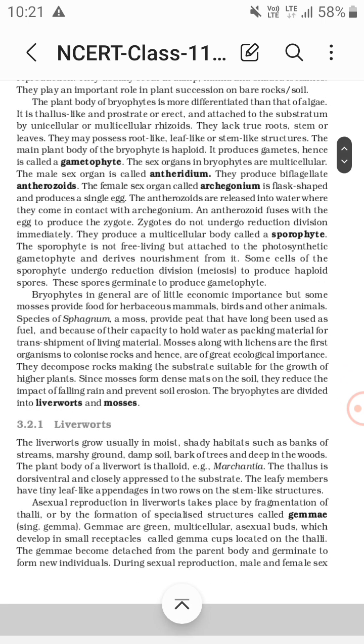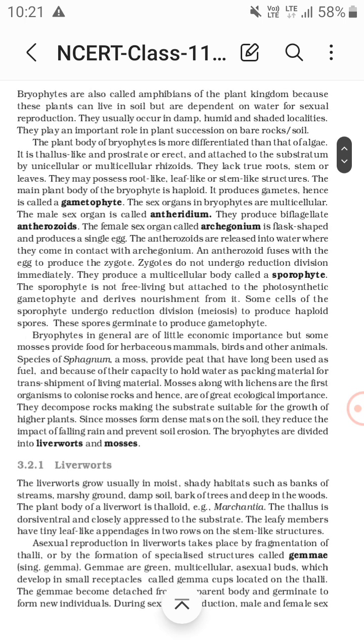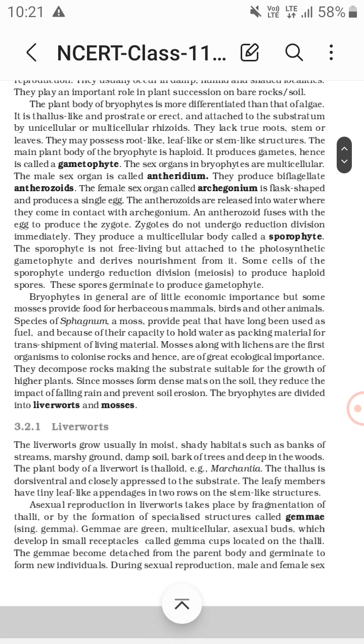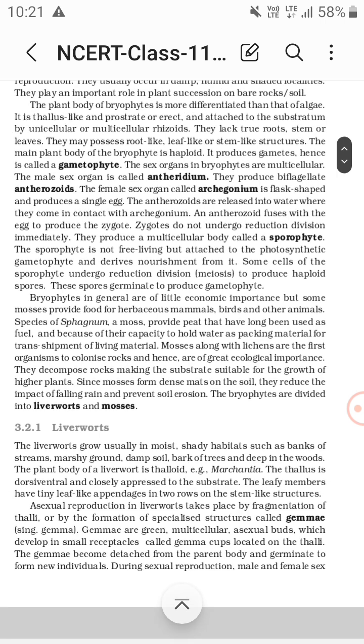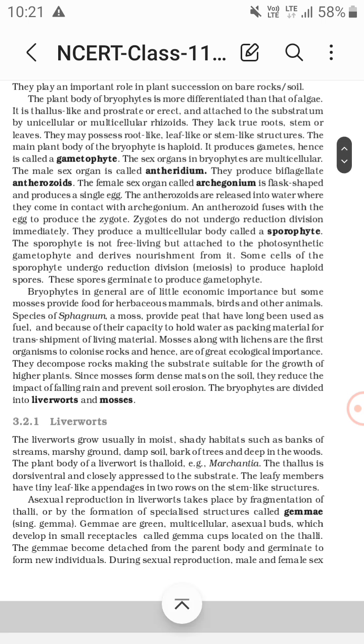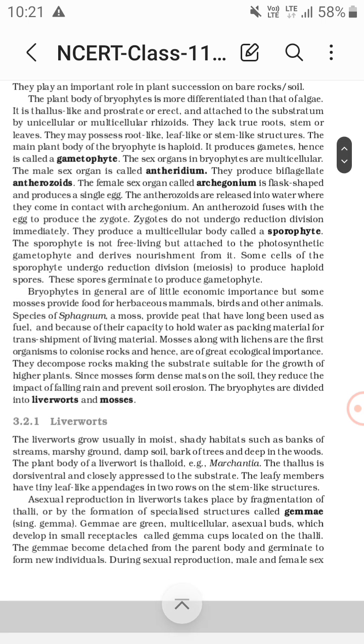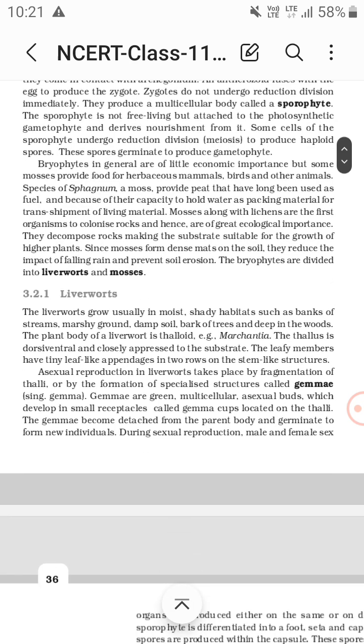Okay, now see, the sex organs in bryophytes are multicellular. The male sex organ is called the antheridium. They produce biflagellated antherozoids. The female sex organ called archegonium is flask shaped, and produces a single egg cell. Now sporophyte, you see the zygote does not undergo reduction division immediately. It produces a multicellular body called a sporophyte. Now the sporophyte is not free living but attached to the photosynthetic gametophyte and derives nourishment from it.